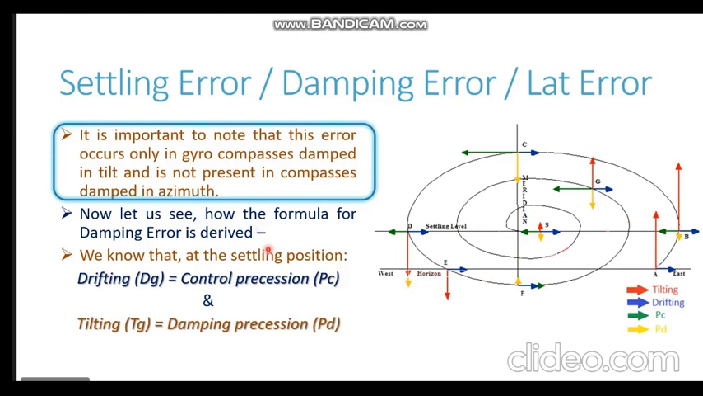Now, we just saw that at the settling position, drifting is equal and opposite to control precession. So the magnitudes are equal and the directions are opposite. And also tilting is equal and opposite to damping precession. You can see the blue arrow representing the drifting is equal and opposite to the green arrow, which is the control precession. The red arrow, which represents the tilting, is equal and opposite to the yellow arrow, which is the damping precession.